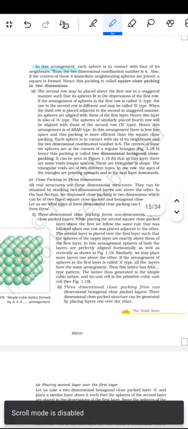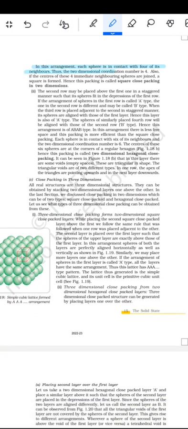अब आगे एनसीईआरटी कहता है कि in this arrangement each sphere is in contact with four of its neighbors, thus the two-dimensional coordination number is 4. Also, if the centers of these four immediate neighboring spheres are joined, a square is formed. Hence, this packing is also called the square close packing in two dimensions.